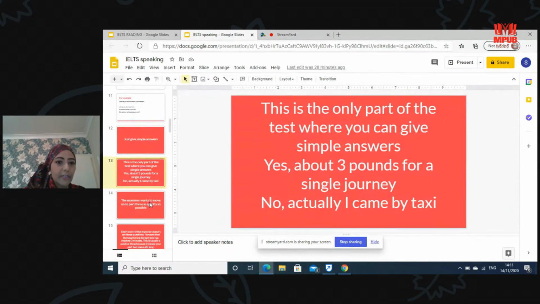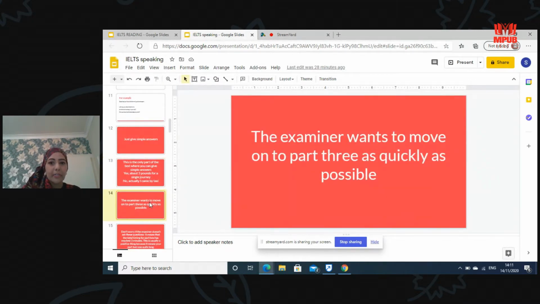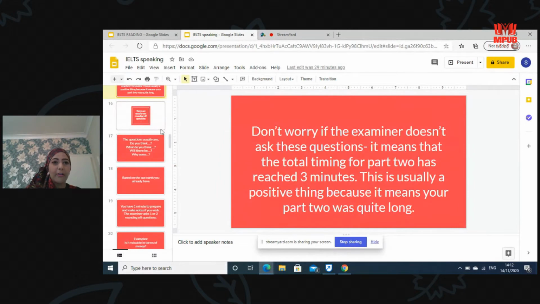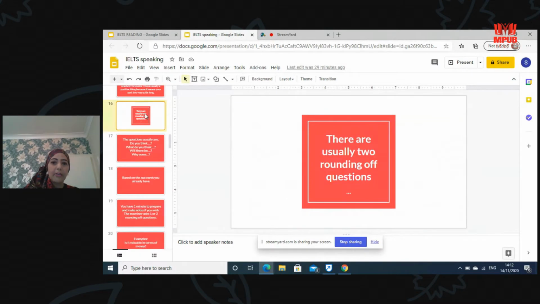For the second question, the examiner wants to move on to part 3 as quickly as possible, so they don't want you to take a lot of time on these rounding off questions. They just want you to be really simple with them. Don't worry if the examiner doesn't ask these questions. It means the total timing for part 2 has reached 3 minutes. This is usually a positive thing because it means your part 2 is quite long. They might not need to ask you the rounding off questions, but you always need to be prepared just in case. There are usually 2 rounding off questions.